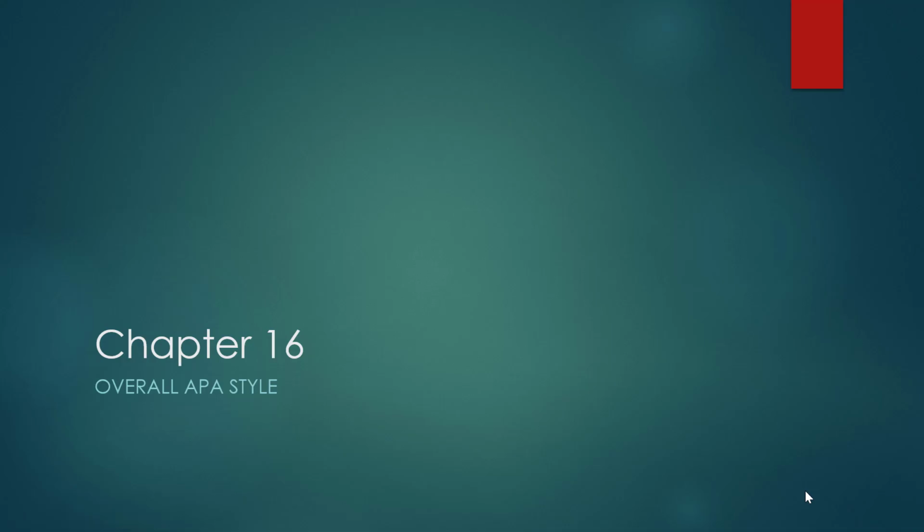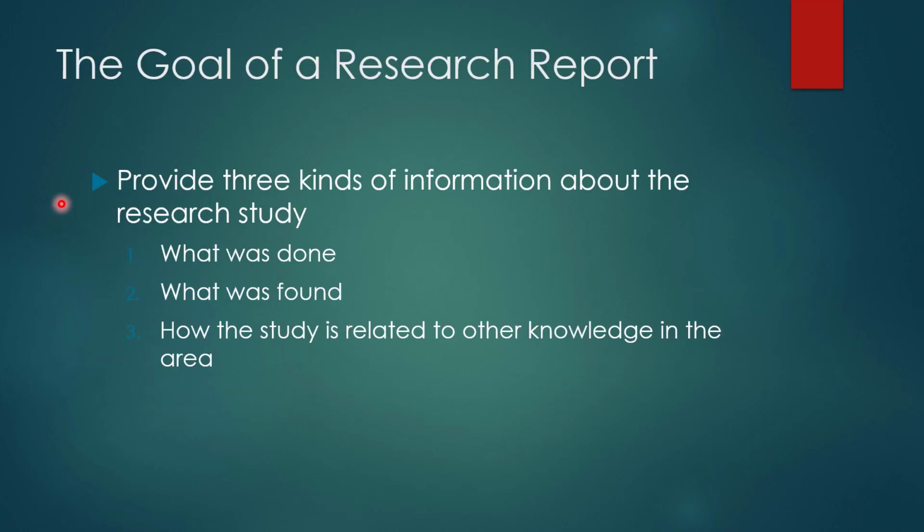This video is going to discuss some of the general or overall APA style guidelines that you'll need to know when writing your literature review. Now, the goal of our research report is to provide a variety of different types of information. First, we want to say what was done, what was found, and how the study is related to other knowledge in the area.